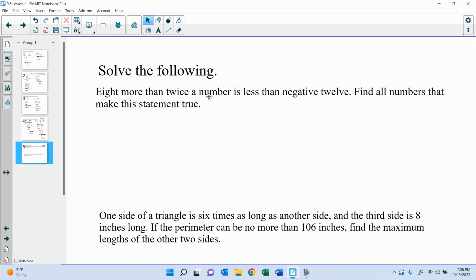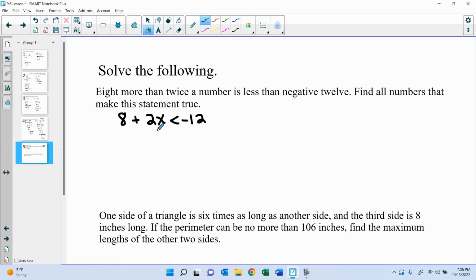8 more than twice a number. So 8 more than twice a number, we use x for the number, is less than negative 12. So super simple to set up. We just basically go left to right and write that one down for this one. And then we want to find all numbers that make this statement true. So that's the reason there's a lot of numbers that will make this true.